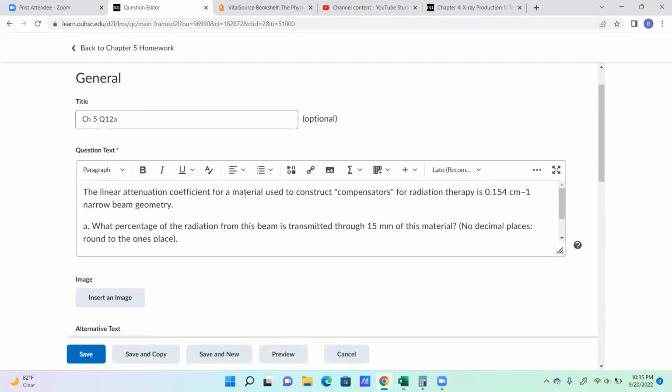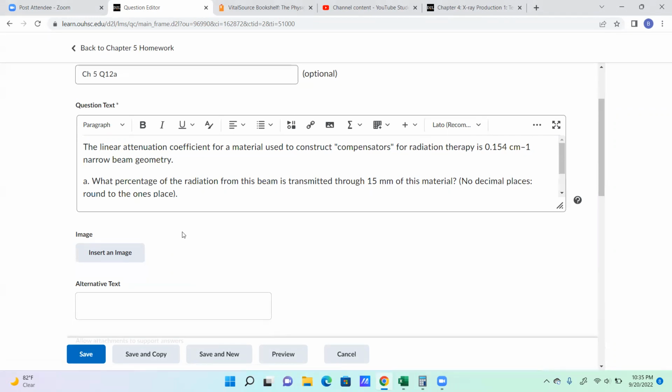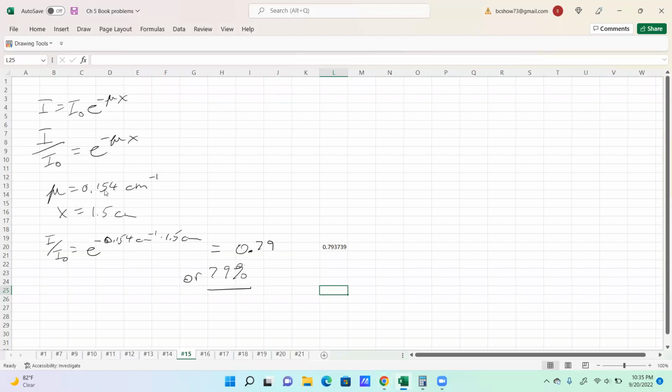The linear attenuation coefficient for a material used to construct compensators is this value. What percentage of the radiation from this beam is transmitted through 15 millimeters of the material? Since we know the linear attenuation coefficient, we know how far it's going through. In centimeters, remember it said 15 millimeters, but I changed that to centimeters because it has to match this unit in order for it to cancel out. So the amount transmitted is this computation, which ends up being 0.79, changed to a percentage of 79%.